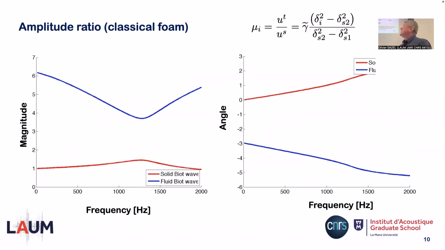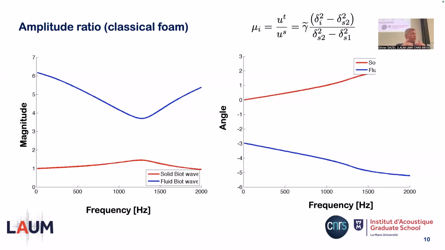Another one is to analyze this ratio mu, which is the ratio between the total displacement, let's say displacement in the fluid, and displacement in the solid. And you see that for the solid wave, the one that was identified previously, we have more or less a ratio, this is in red, equal to 1, and the phase is, let's say, equal to 0.